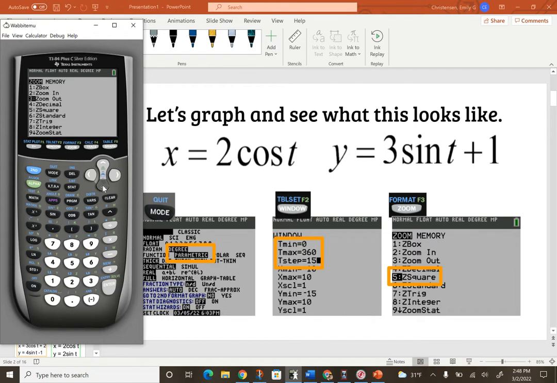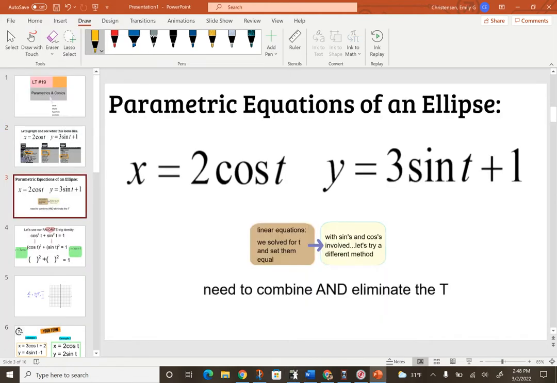You don't have to graph these, but I just want to show you this first one so you can see what it is before we actually go into it algebraically. So that looks like an ellipse. The center looks like it's maybe 0, 1, and it's pretty narrow. So let's actually think about how we could solve for this algebraically and make it look like standard form of an ellipse. With those linear equations, we would solve for t and then set them equal.